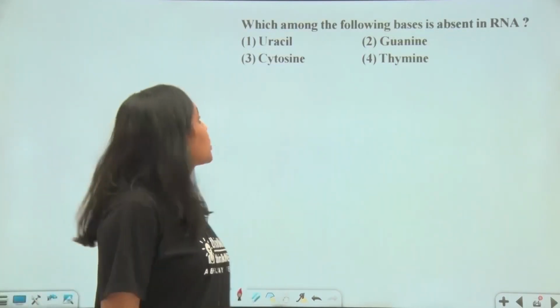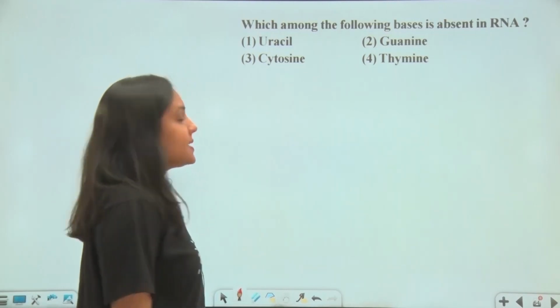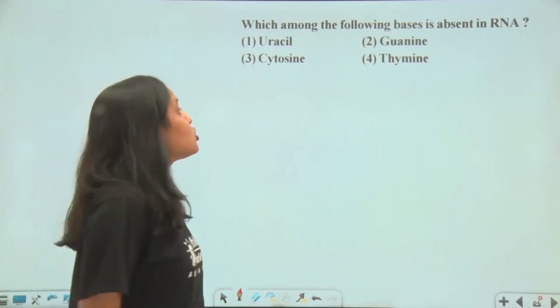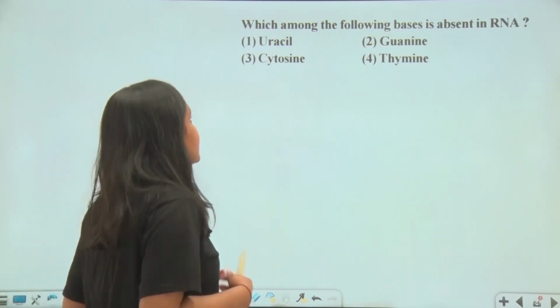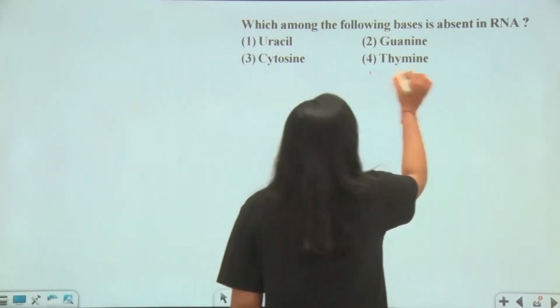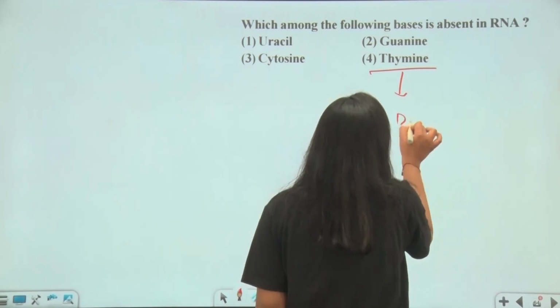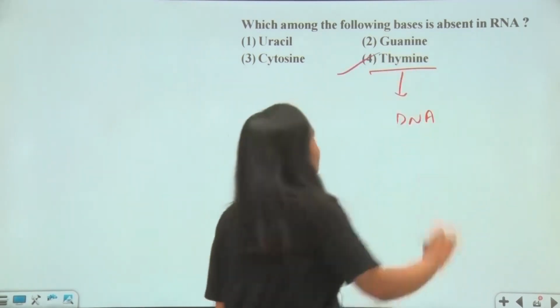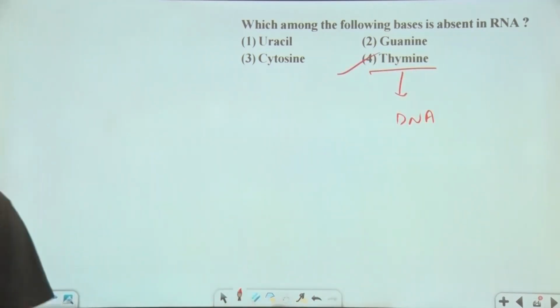Hello dear students, our next question is, which among the following bases is absent in RNA, right? So basically adenine, guanine, cytosine and uracil are present in RNA, but thymine is absent in RNA and it is present in DNA. So option 4 is the correct answer. Thank you.